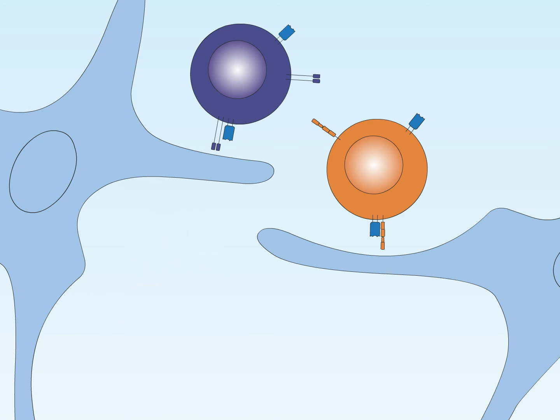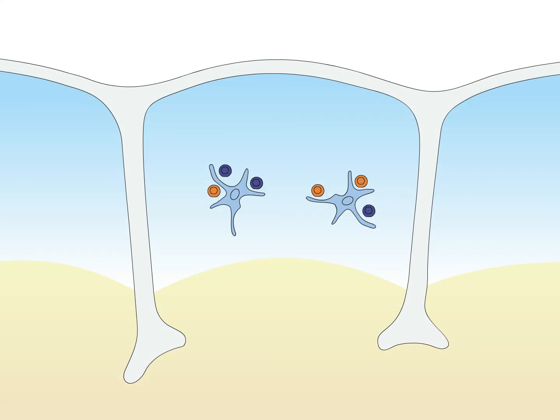In this way, thymocytes capable of responding to self-peptide antigens are eliminated in a process known as negative selection, or central tolerance. The surviving T cells migrate from the thymic cortex to the medulla.